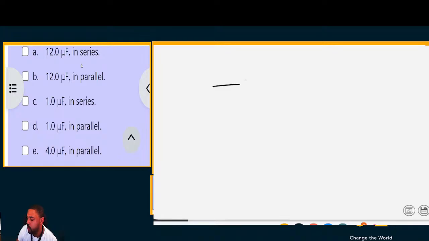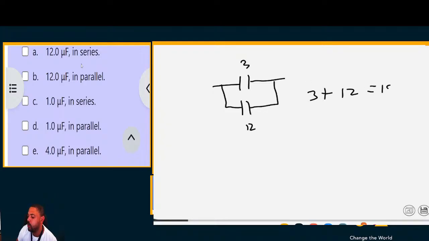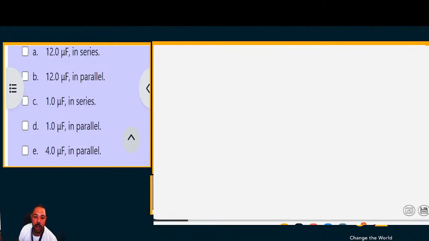So let's check option B, 12 microfarad in parallel. That's 3 and 12, which is equal to 15, because we just add them up. That will be 3 plus 12, that's 15 microfarad. So it can't be B.